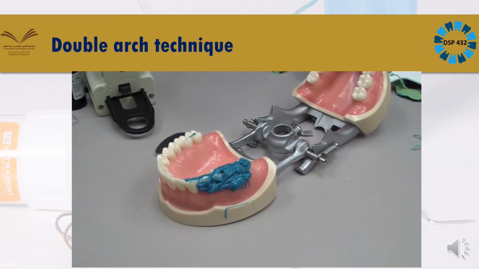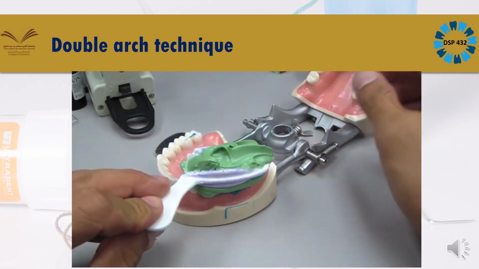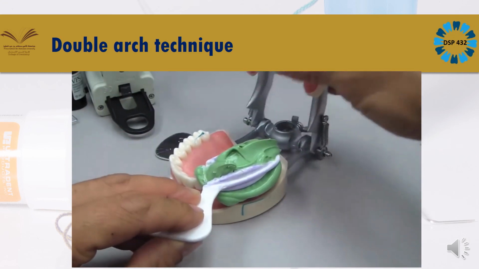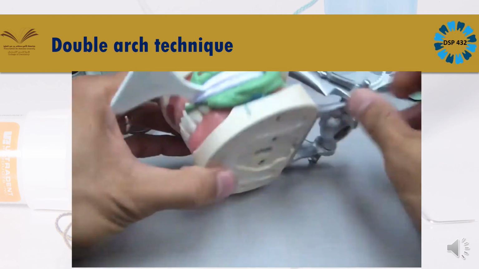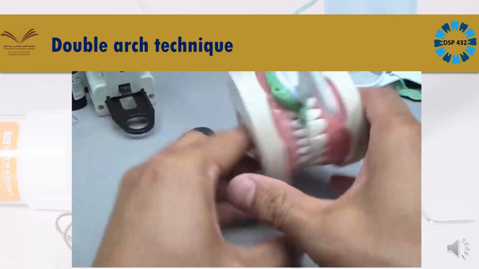Generally, in our college, they prefer single mix, right? Stock tray, single mix. Then you have to introduce this sectional tray, ask your patient to close in centric occlusion, allow that material to set, and then you remove the impression tray from the oral cavity. Now here you will get maxillary and mandibular impression in one shot. So that is an added advantage with your double arch impression technique.